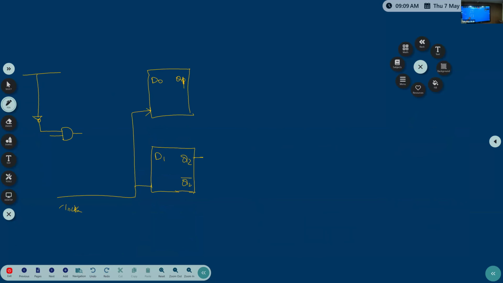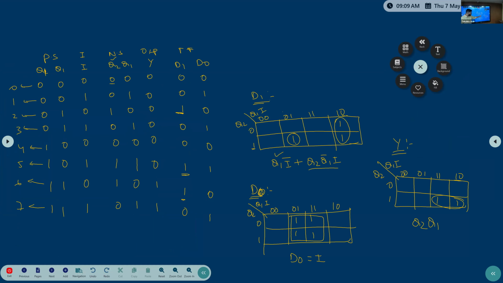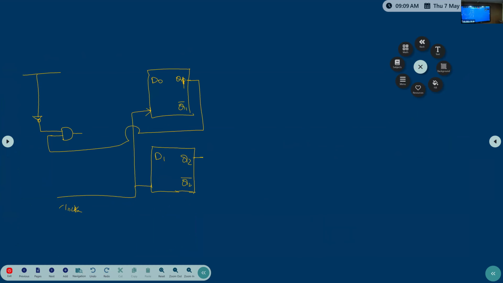Okay. So this is the Q1 bar. So this we need to take. Right here. This is the thing. So next, Q2, Q1 bar I. So Q2, this is the Q2. Q2, Q1 bar. This is the Q1 bar. Q1 bar, Q2, Q1 bar. So next, this is the I.